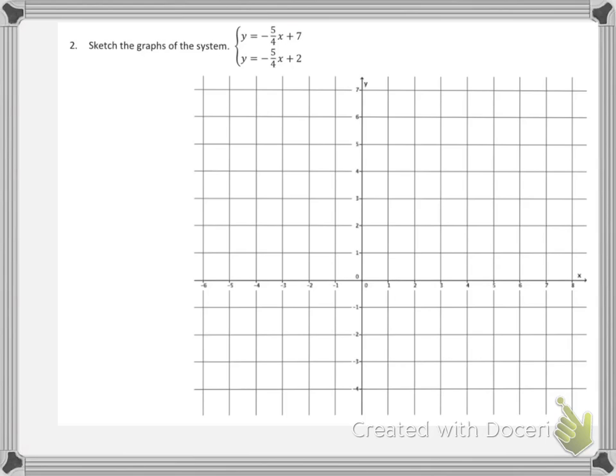Okay, here we go with number 2. Let's check this one out. Right away, I see they both have the same slope, but they have a different y-intercept. So we'll graph them and see where they're at. If I cross at 7, that's here, and then the slope is down 5, right 4. Down 5, 1, 2, 3, 4, 5. Right 4 is here. So there's one line.